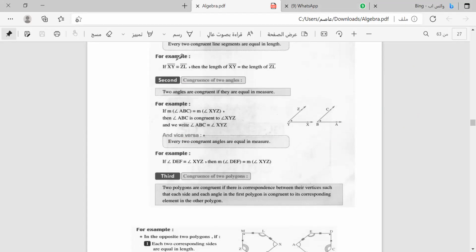In this figure, if the measure of angle B equals the measure of angle Y, then we can say that angle ABC is congruent to angle XYZ. And vice versa. The phrase vice versa means the opposite is also true. Every two congruent angles are equal in measure. So if they are congruent, they are equal in measure, and if they are equal in measure, they are congruent. That is for angles.